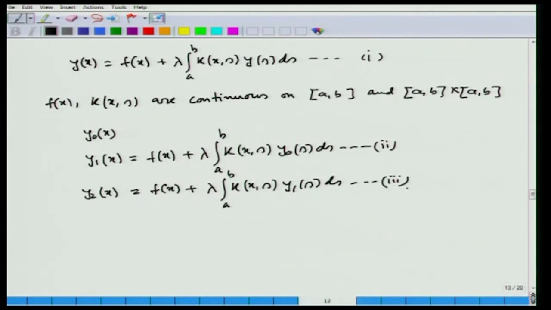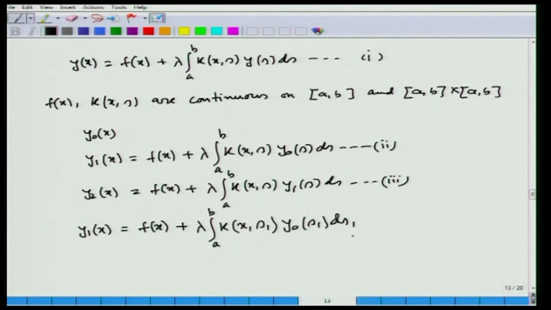Now, for the proof, we actually have to write this expression, that is y2(x), by substituting the expression for y1(s) from equation 2. Now, in order to do this, without any loss of generality, y1(x) can be rewritten as f(x) plus lambda integral from a to b k(x,s1) y0(s1) ds1, because s is here the dummy variable. So, without any loss of generality, we can change first s to s1, and therefore, y1(s) will be equal to f(s) plus lambda integral from a to b k(s,s1) y0(s1) ds1.